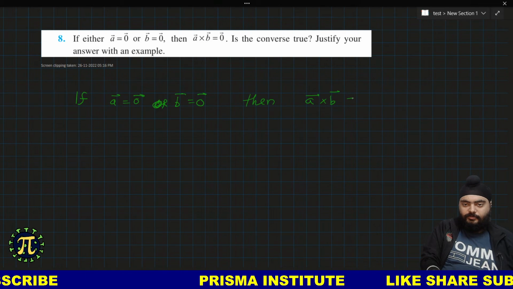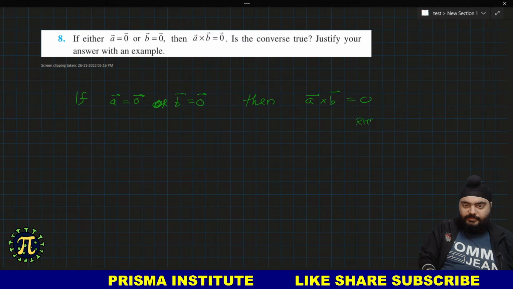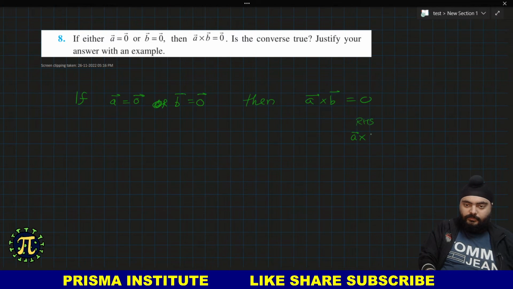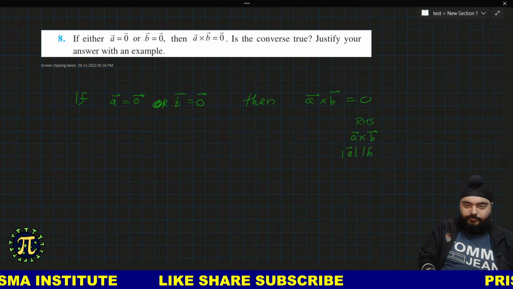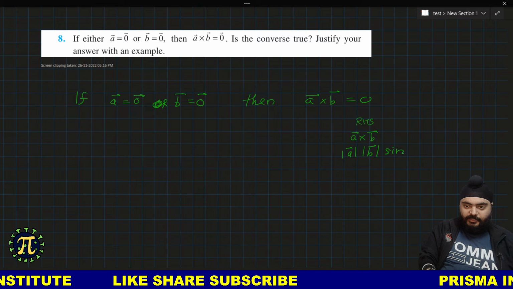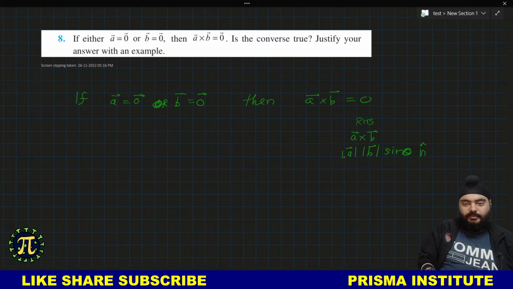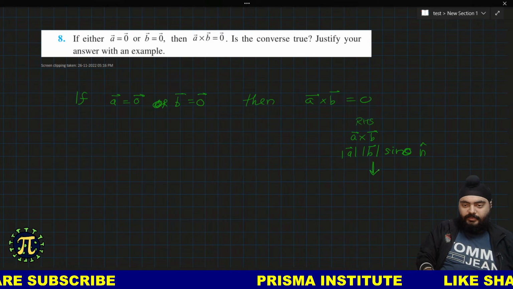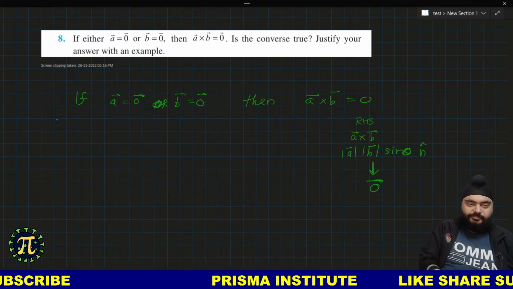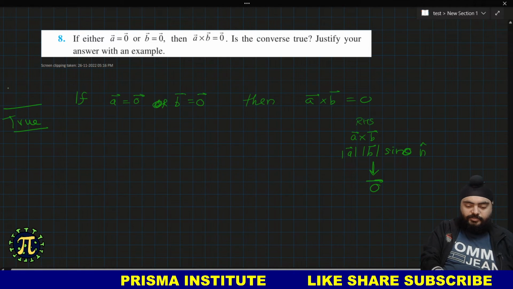हाँ ठीक है, इसमें कोई प्रॉब्लम नहीं है, क्योंकि if you can look at the RHS which is A cross B, it will be nothing but magnitude of A, magnitude of B, sine of the angle between them into n cap. अगर A null है या B null है तो इनमें से कोई एक टर्म तो जीरो होगा, राइट. तो this result will be null vector, right. ठीक है, that's true. So this statement is true, but is the converse true?